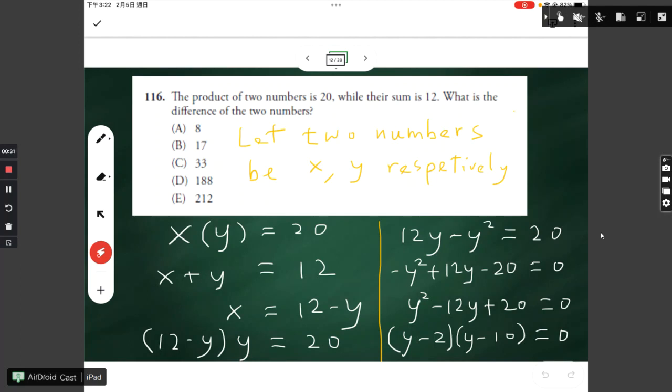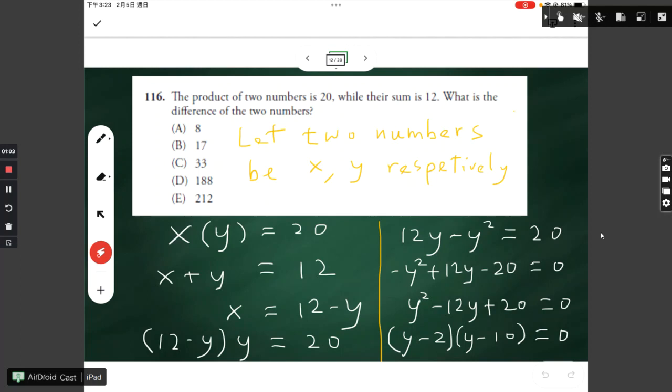Today let's work on another ACT math question. It says the product of two numbers, when you multiply them together, is 20, and their sum is 12. So what is the difference of those two numbers? The first step is, of course, you need to find what those two numbers are, and then you calculate the difference.